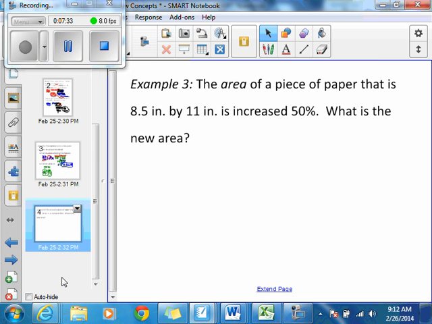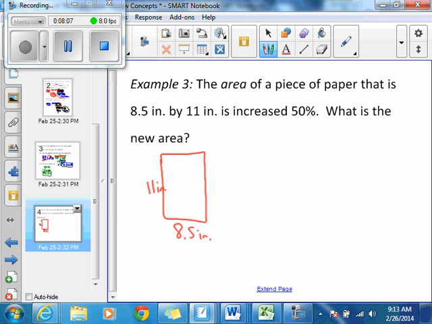Okay, one last example. I would like you to read through this, draw a picture, try something, pause the video while you try something, and then when you're ready to go over it, unpause it and I'll go through it. The area of a piece of paper that is 8.5 inches by 11 inches is increased 50%. What is the new area? So I'm going to draw a piece of paper. This is 8.5 inches. This is 11 inches.